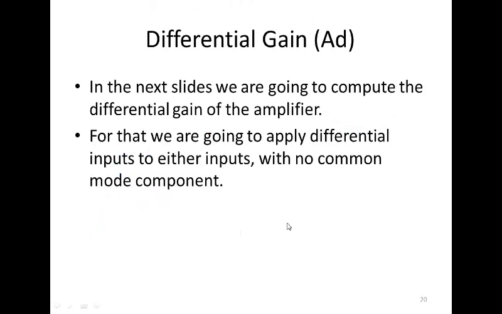So next we are going to determine the differential gain of the amplifier. So in the next slide we are going to compute the differential gain of the amplifier. For that we are going to apply differential inputs to either input terminals with no common mode component. So for finding the differential gain of the amplifier, the common mode component should be 0, that is VC should be 0. So VC would be 0 if we have only the differential component of the input signal.